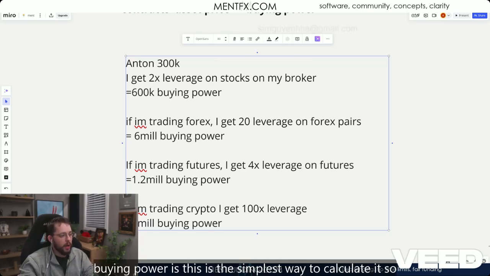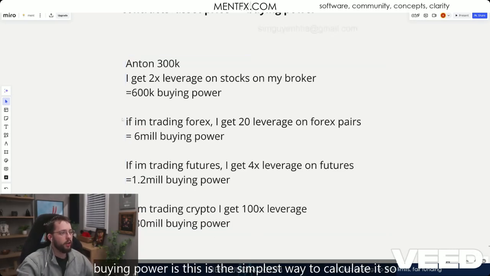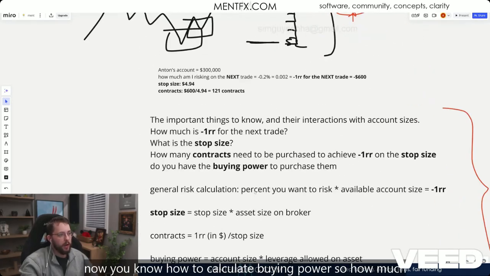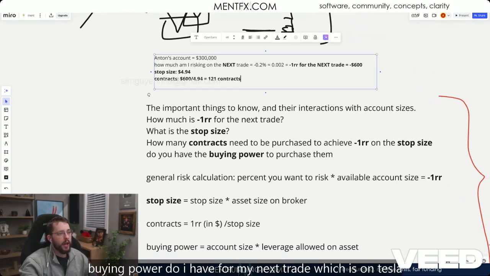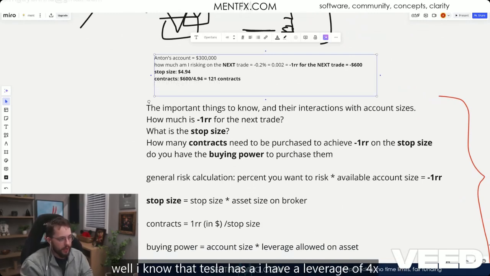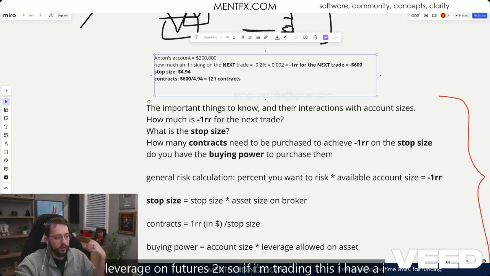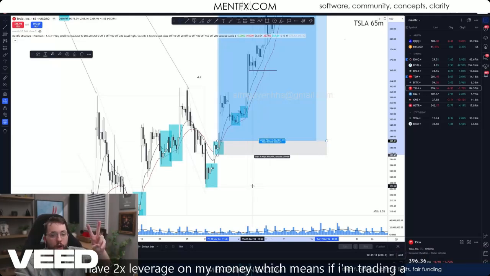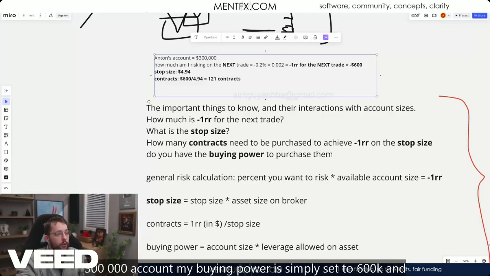This is it. That's all buying power is. This is the simplest way to calculate it. So now you know how to calculate buying power. So how much buying power do I have for my next trade, which is on Tesla? Well, I know that Tesla has a leverage of 2x. So if I'm trading this, I have 2x leverage on my money, which means if I'm trading a $300,000 account, my buying power is simply 600K.